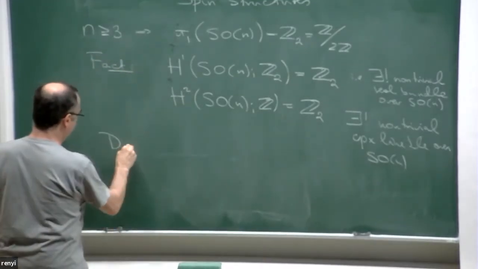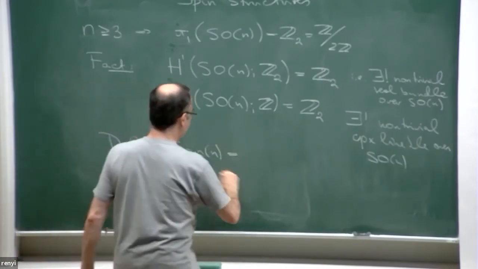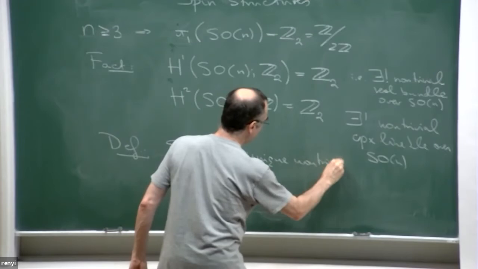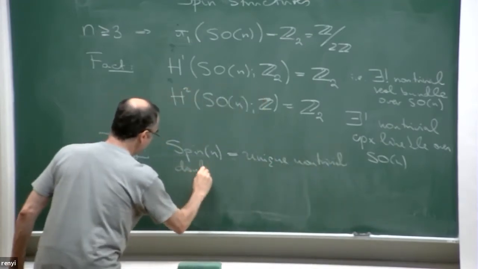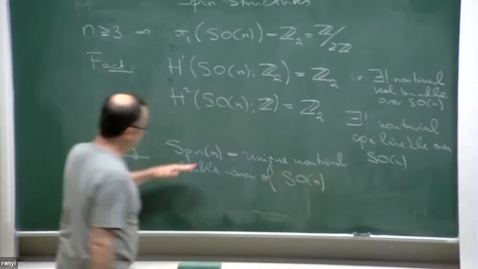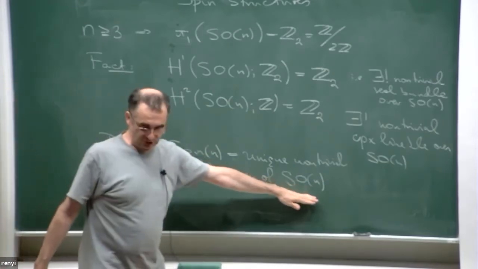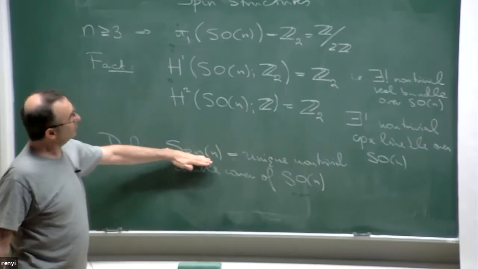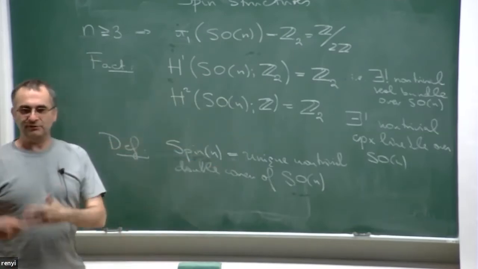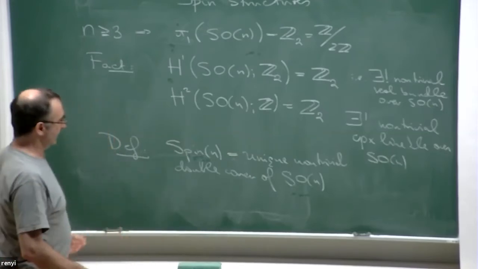So definition: let Spin(N) be the unique, non-trivial double cover of SO(N). So this is traditionally called the Nth spin group. And of course, if you just take SO(N) as a topological space, there is a unique double cover of it because the fundamental group is Z2, but we would like to see it as a Lie group. So we have to make sure that it has a Lie group structure.